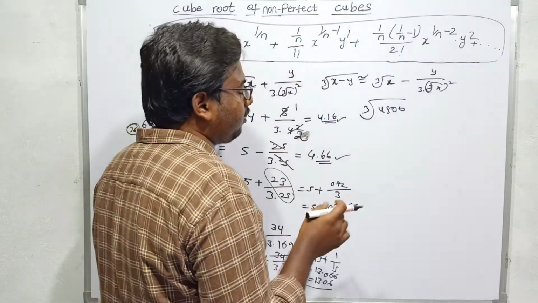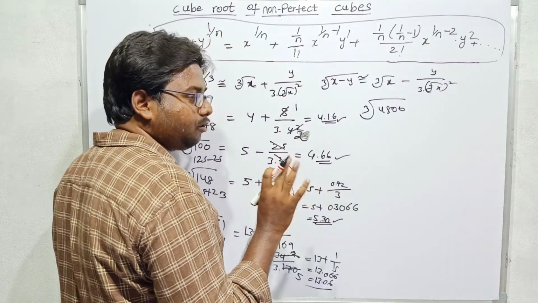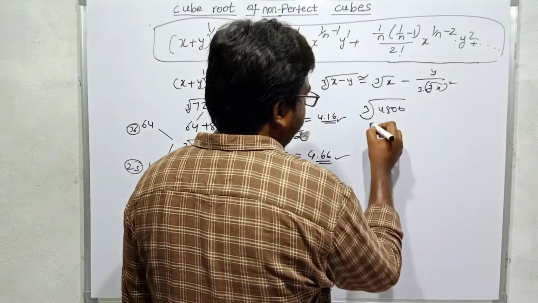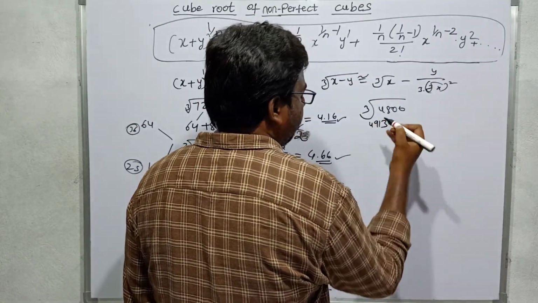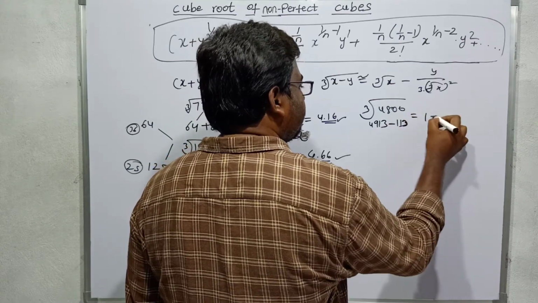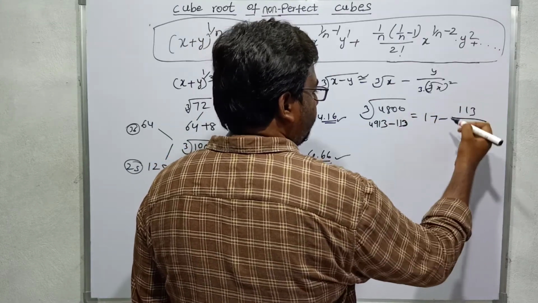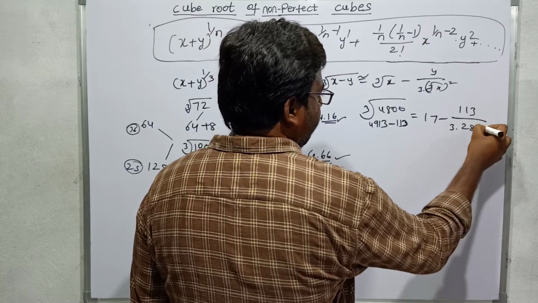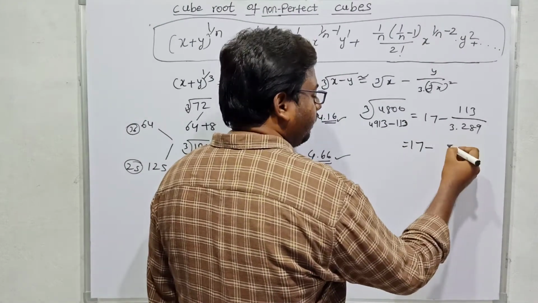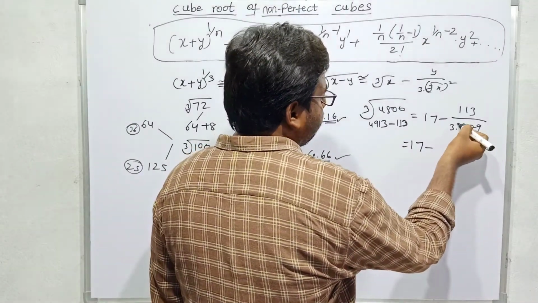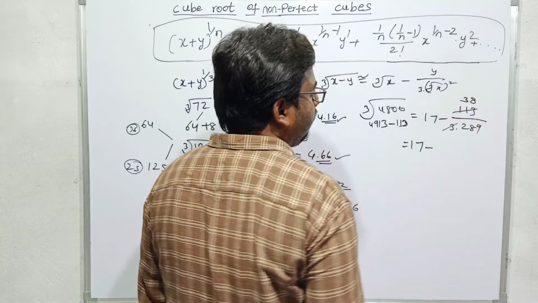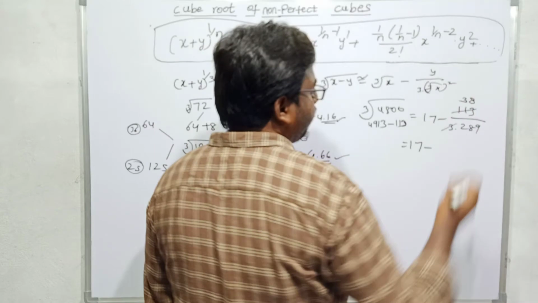4800 is between the cubes 4096 and 4913. So I can calculate this based on 4913, and I will get a more accurate value, and the gap is 113. So if I calculate, this is 17 minus 113 upon 3 into 17 square, which is 289. So 17 minus, I can think, if I calculate this, 3 1s are 3, 3 3s are 9, and 3 8s are 24, and I increased this value by 1.